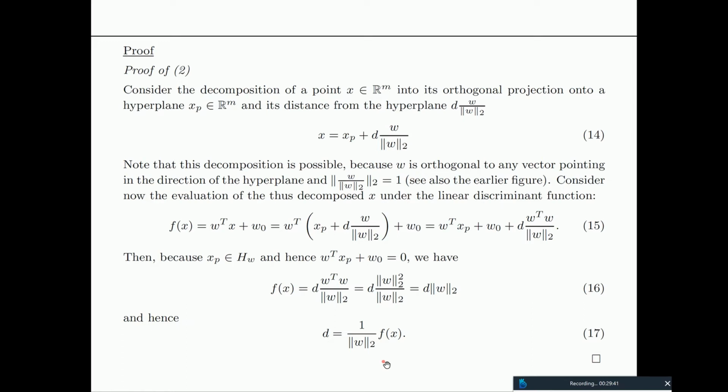And so what this shows, and that's the bottom line and the most important thing about this, is that the output of this function f, depending on the weight values, gives you the distance from the hyperplane. Questions about this?